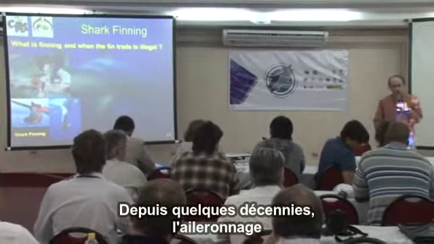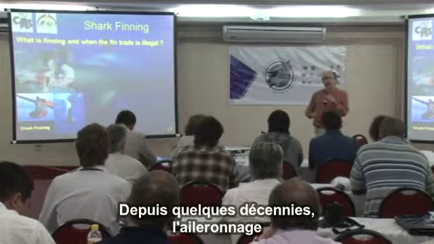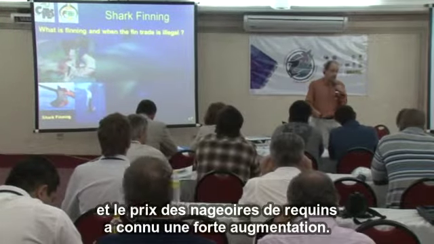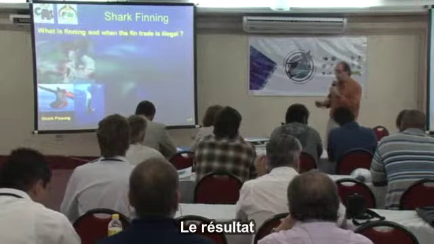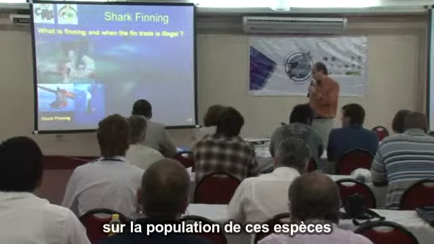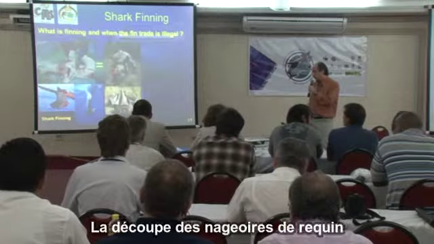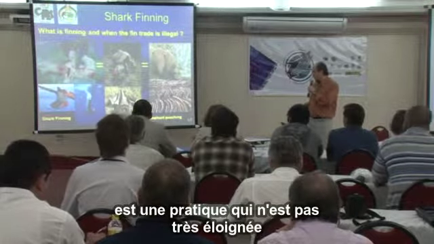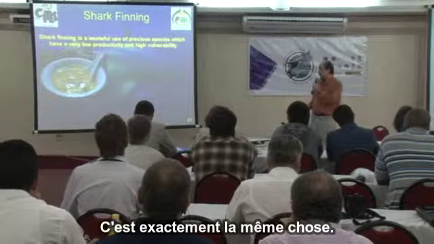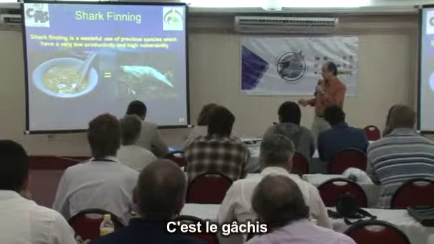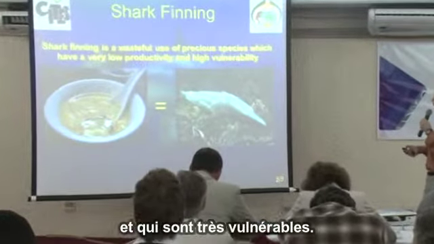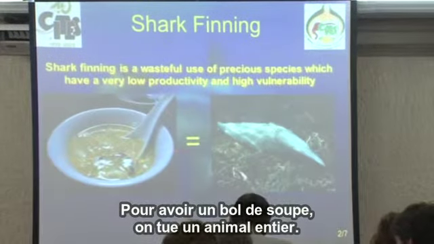And in recent decades, the shark finning problem has grown quite significantly worldwide, and the price of shark fins has gone significantly up, and that has resulted in a significant growth of the shark fishery worldwide, and with a much higher pressure over the populations of these species, which are highly vulnerable. So shark finning is not much different from what we have with regard to rhinoceros and elephant poaching. It's exactly the same thing. It is a wasteful use of a very precious species, in the case of sharks, which have very low productivity and high vulnerability. So to get a bowl of soup, we would kill an entire animal.